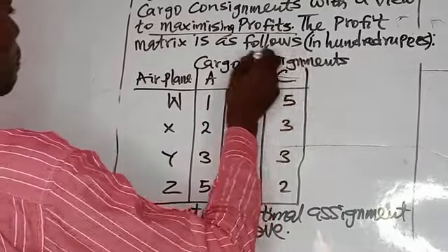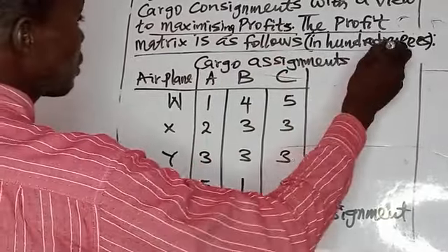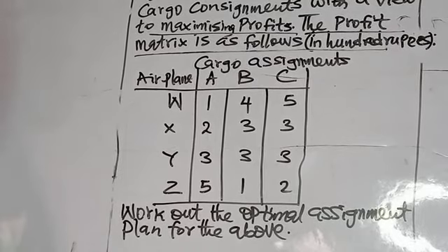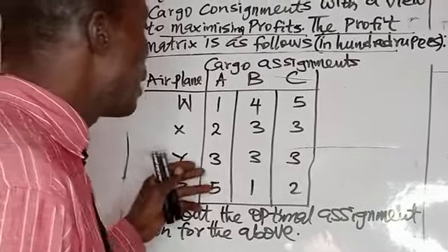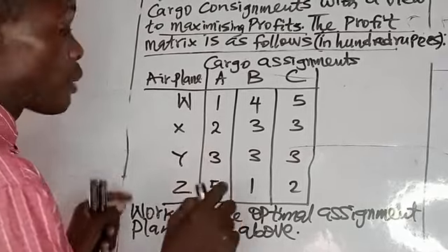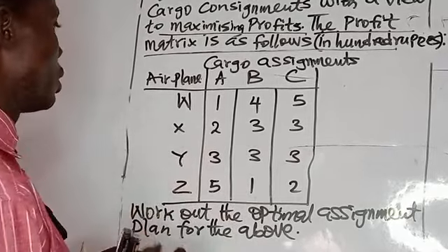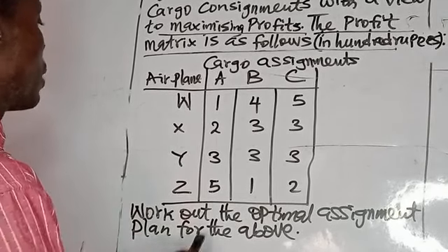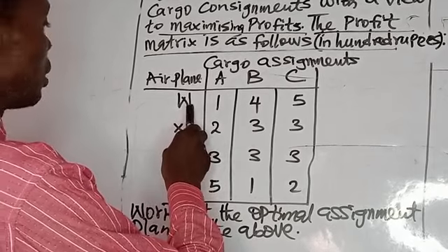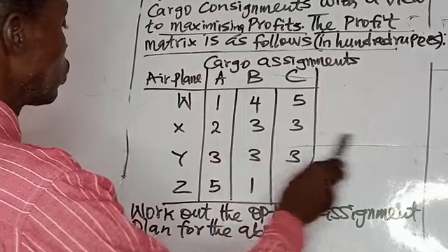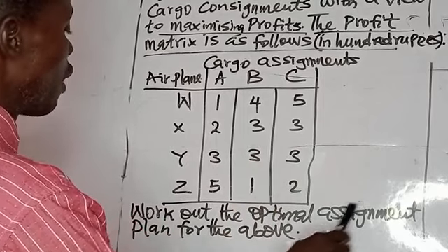You are given a profit matrix and you want to maximize profit. Since you want to maximize profit, the first thing is to follow the steps I have given you. You are going to check if this problem is a balanced assignment problem. So now, let's check the rows. We have row 1, row 2, row 3, row 4. 4 rows.